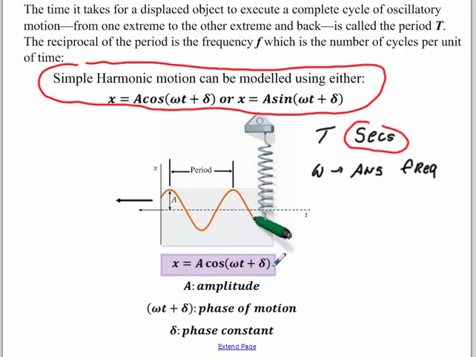All right, the other part of the equation is the phase constant, whether the object is going to be, like, pi over 2 out of phase, or the phase constant is 0.